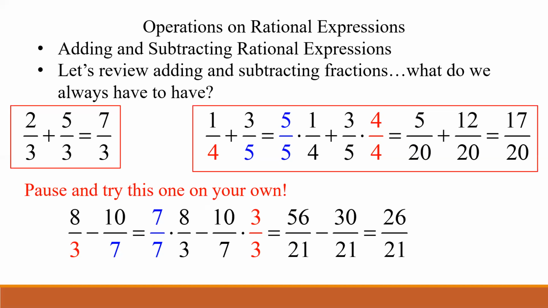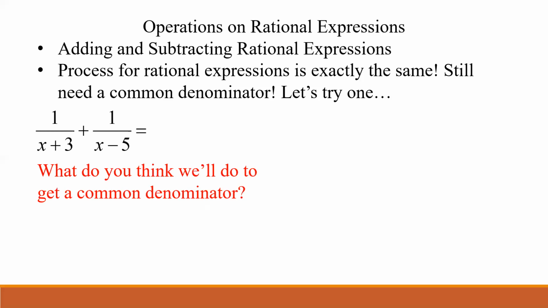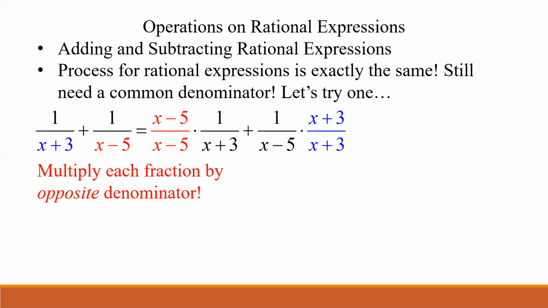Now, as we move forward, once we get into these rational expressions, the process stays exactly the same. There's no difference. We still need a common denominator, right? So let's go and try the first one here. We have 1 over x plus 3 plus 1 over x minus 5. So what do you think? How are we going to get that common denominator? What do you think we're going to multiply both those fractions by? Well, we're still going to do the same process, right? So we're going to multiply each fraction by the opposite denominator.